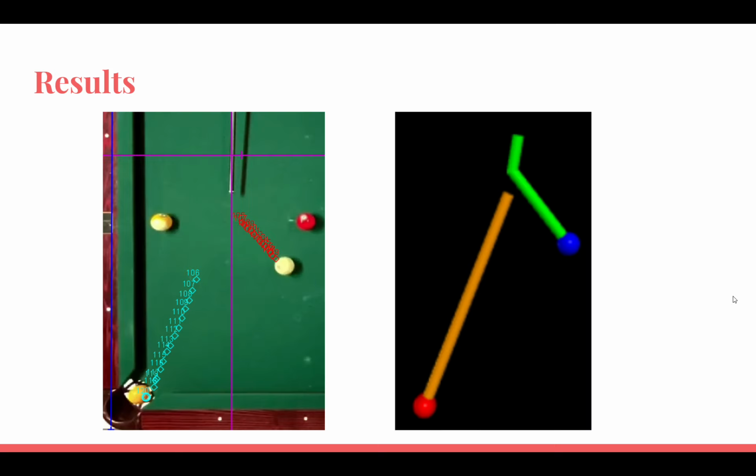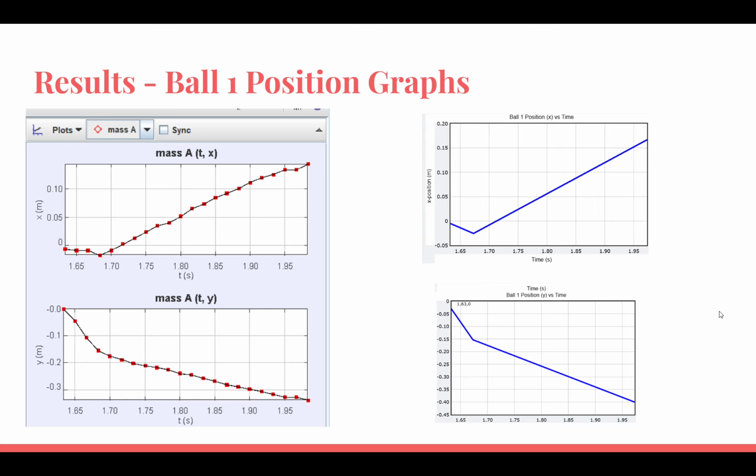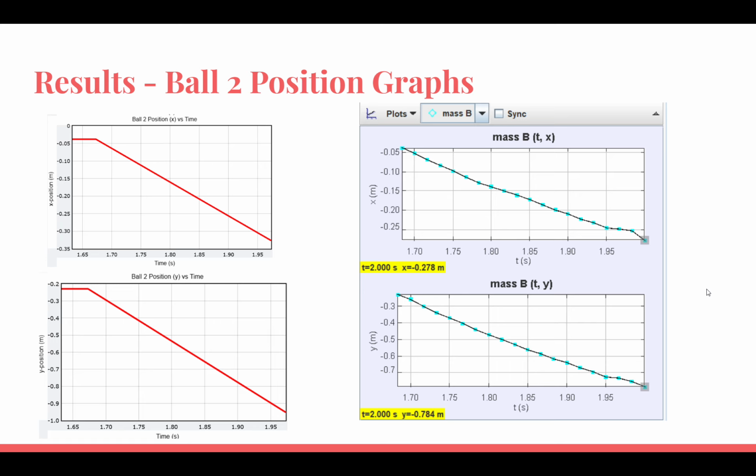And here were the results. On the left we have the tracker, and on the right we have the coded. And as you can see, the position of them appear very similar. And this is proven by the position graphs of ball 1, where the top is the x, the bottom is the y. Similarly here, ball 2, top is x, bottom is y.